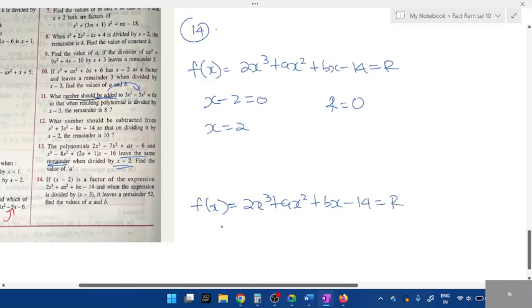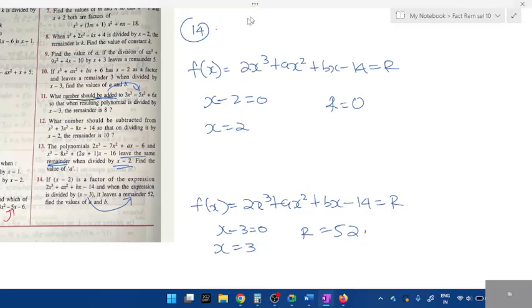And for the next one, take the same equation. What's the next value given? X value, x minus 3 is 0, x is equal to 3. And what is remainder given for this? Is it factor or any remainder is given? Yes. And when the expression is divided by x minus 3, it leaves a remainder of 52. How many equations, how many variables are there, students?